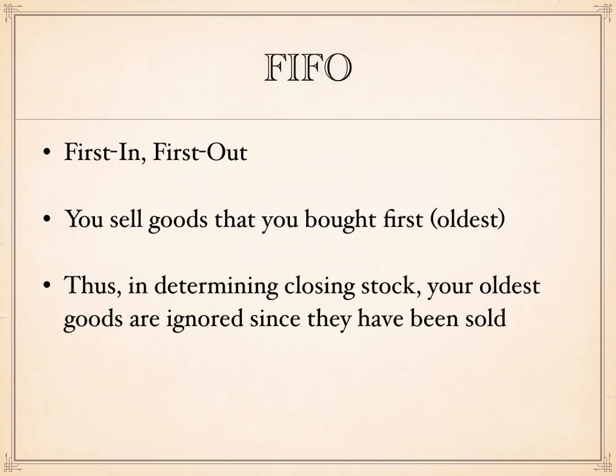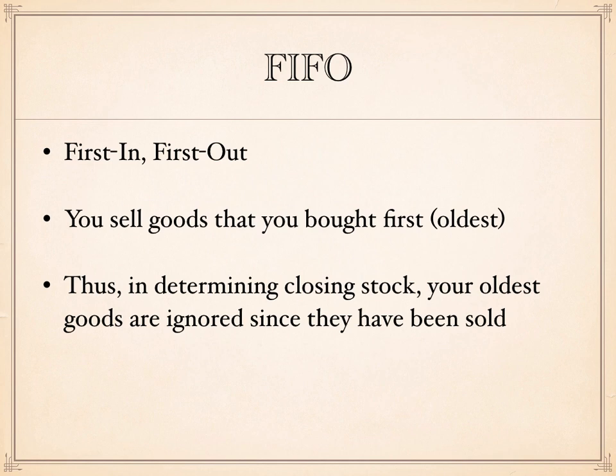Now we move to the next stock valuation method, which is first in, first out. So, according to first in, first out method, the goods you bought first, you sell first, meaning you sell your oldest goods first. Therefore, in determining closing stock, your oldest goods are ignored since they have been sold already.